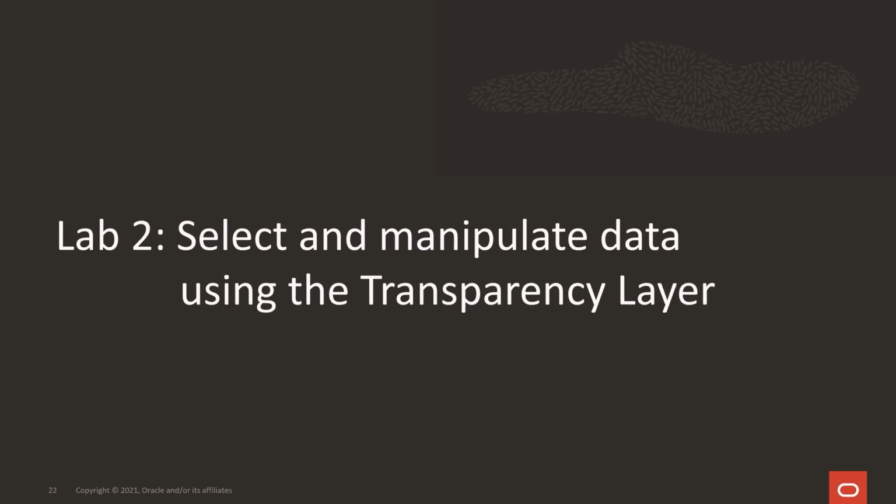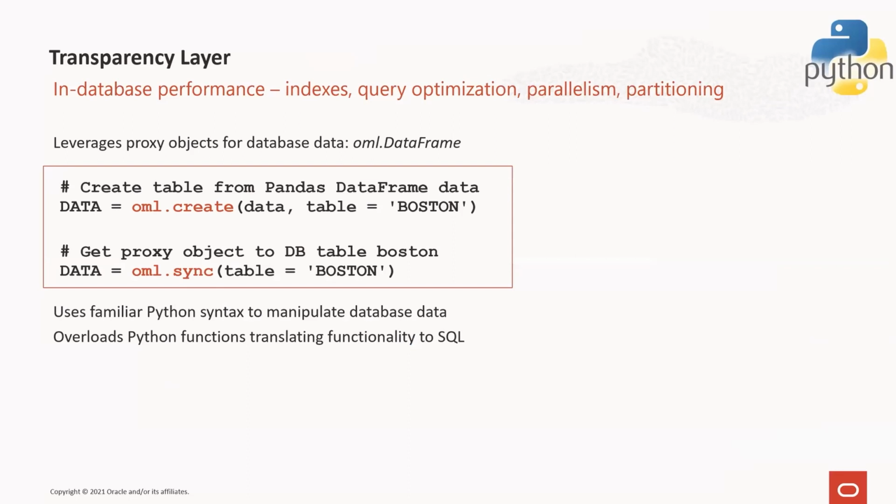Let's move to Lab 2. Select and manipulate data using the transparency layer. The transparency layer of OML for Pi provides the foundation for leveraging in-database performance using Pandas data frame proxy objects and overloaded functions that translate the requested behavior to SQL transparently. Users can take advantage of database column indexes, query optimization, parallelism, and table-level partitioning, which can greatly improve performance on database table operations.